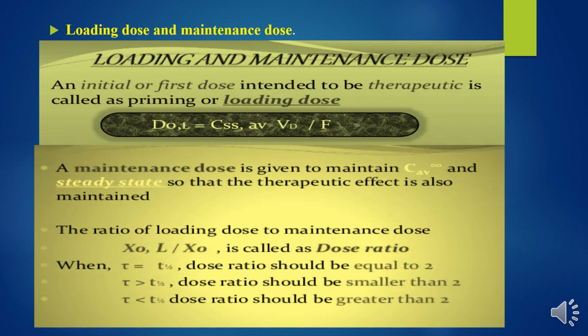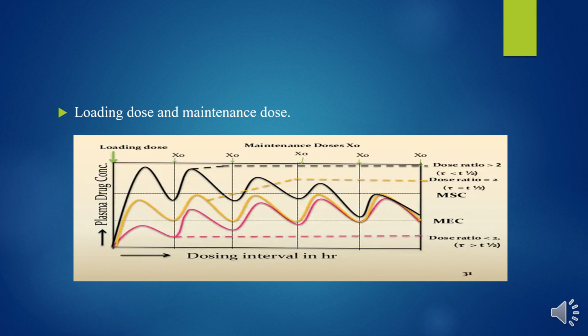When the dosage interval is equal to the half-life, the dose ratio should be equal to 2. Whereas when the interval is greater than the t half, the dose ratio should be smaller than 2. And if the interval is less than the t half, or half-life, the dose ratio should be greater than 2. So this is the graph we are supposed to draw, plasma drug concentration versus dosing interval. Here this is the loading dose, what we are maintaining is the maintenance dose. This is the dose ratio we have discussed just now.